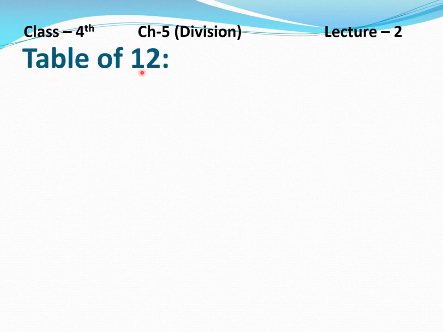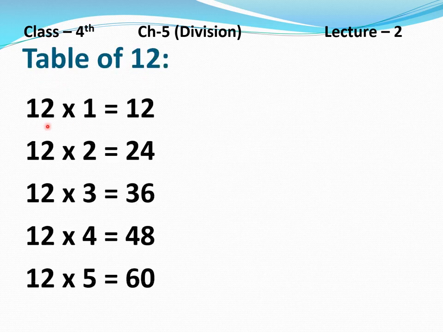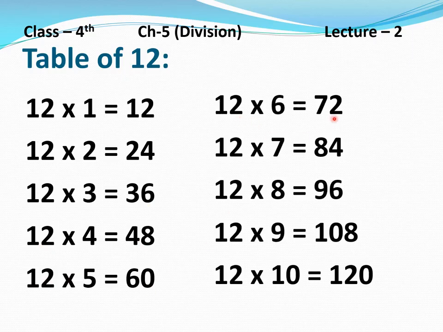Now, table of 12. Speak with me. 12 ones are 12, 12 twos are 24, 12 threes are 36, 12 fours are 48, 12 fives are 60, 12 sixes are 72, 12 sevens are 84, 12 eights are 96, 12 nines are 108, 12 tens are 120.